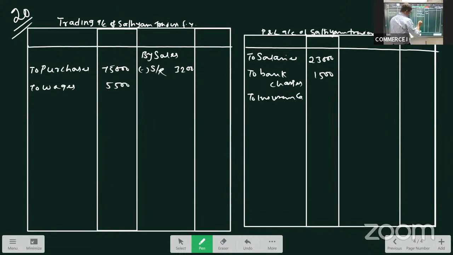Insurance is given as 6,500. We have an adjustment. Prepaid insurance. I am writing the amount in the inner column. Machinery asset, furniture asset, cash at bank asset, opening stock. Opening stock will go to trading account, 22,000. Then bills receivable asset, debtors asset, audit fees, P&L debit side.